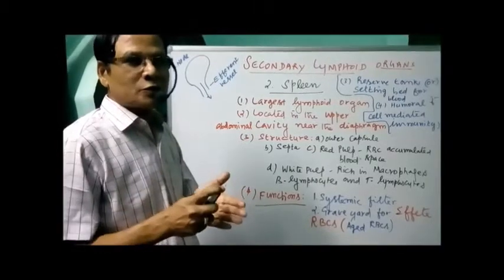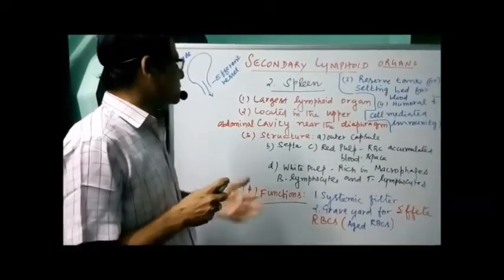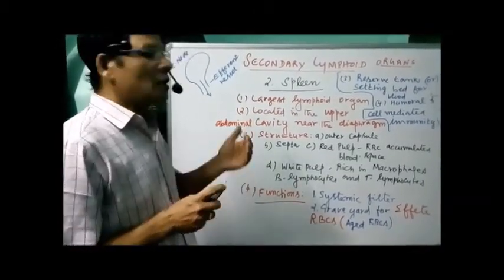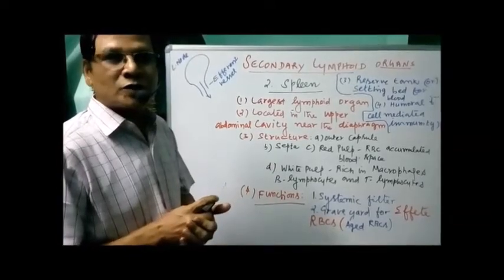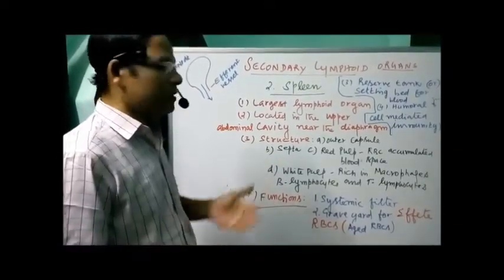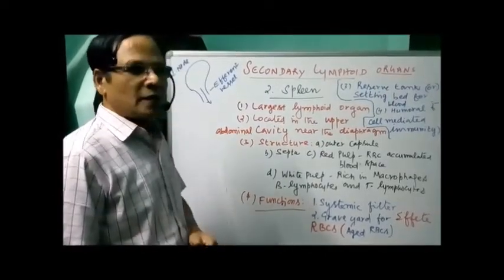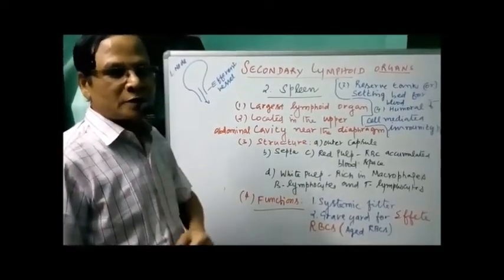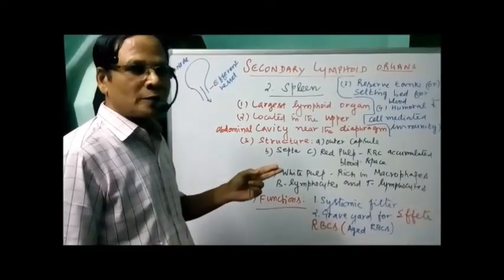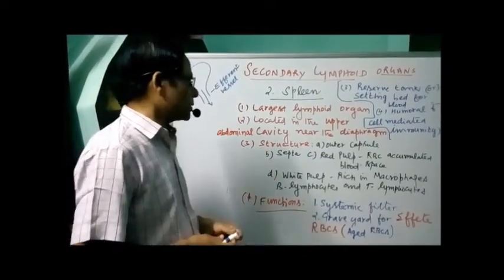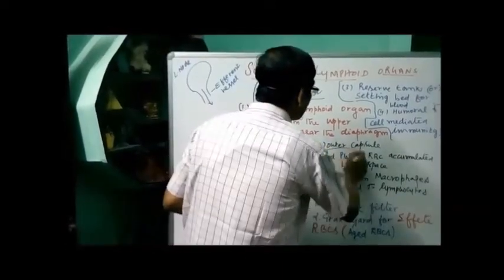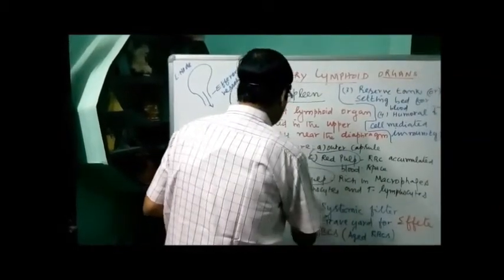The maximum blood is stored only in the spleen region. Now what are the components that make the structure of the spleen? Simply I can say the outer capsule, septum, and there are two kinds of substances: one is called the red pulp region, another one the white pulp region.